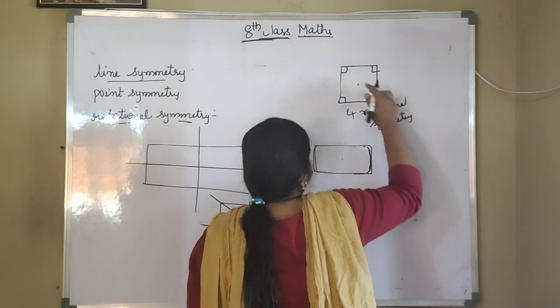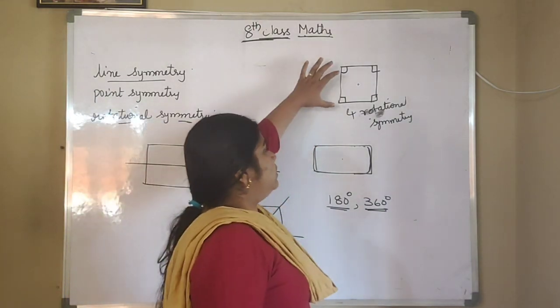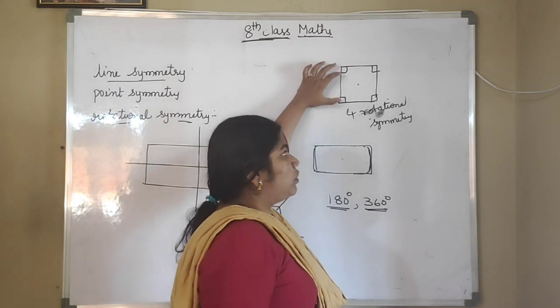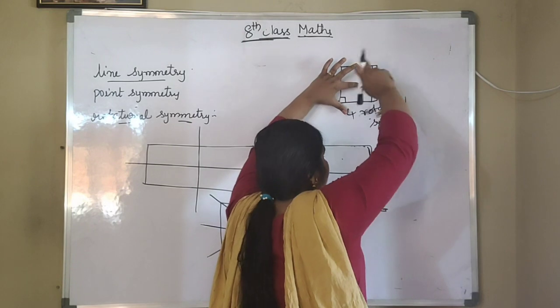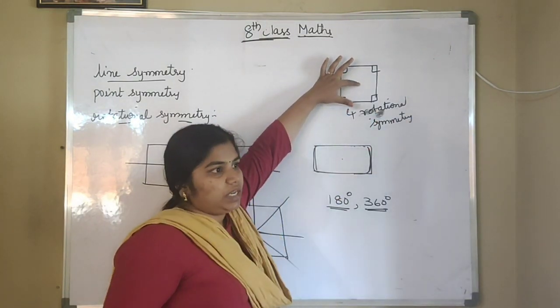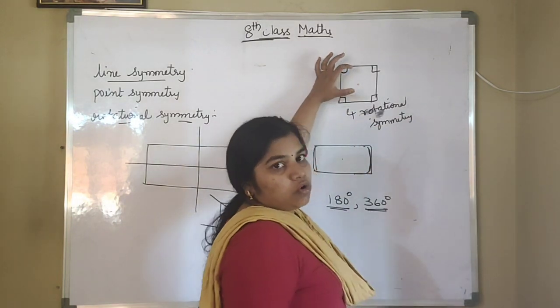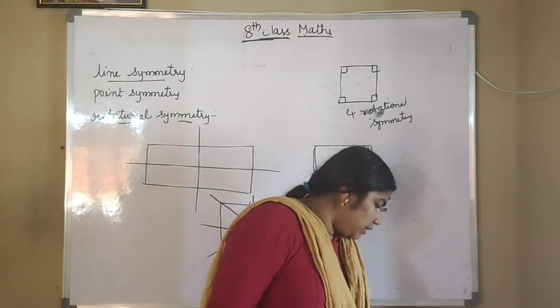So for this square, you are having a total of 4 rotational symmetries, because in a square all sides will be equal and all angles will be equal. So if you rotate with this point as the center, it will always be in the form of a square only. This square, this figure, and the rotated figure will coincide with each other. So this is called rotational symmetry.